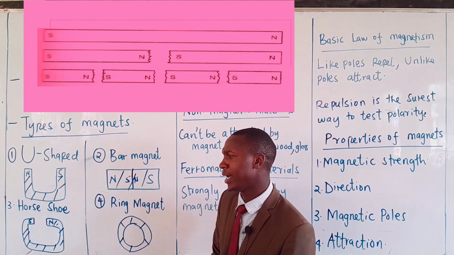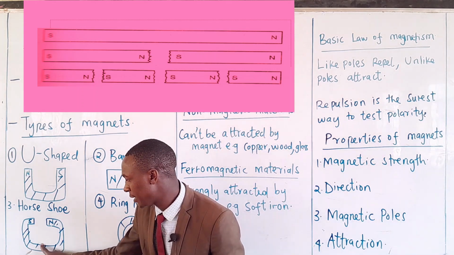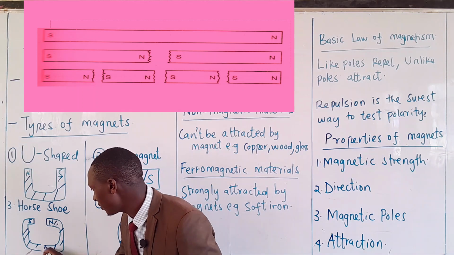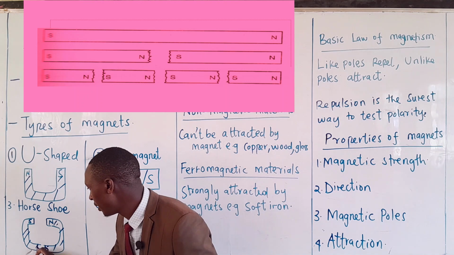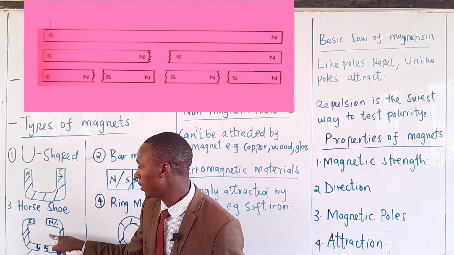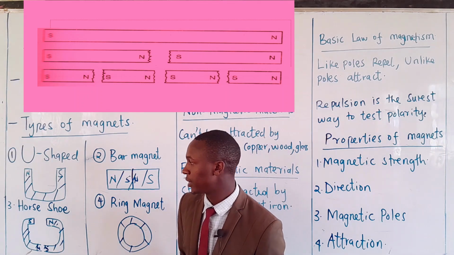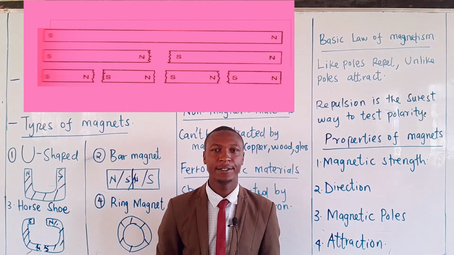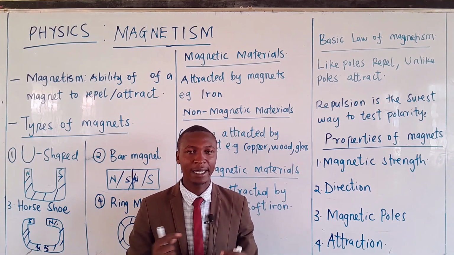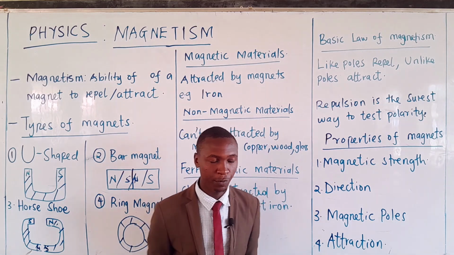Of course, that will happen even if we break this magnet here. We are going to have a south here, and a north here, so that for the two magnets, this is going to be a north, this a south, this a north, and this a south. And that can apply to any magnet that you might have. So that means the polarities lie at the poles, or at the ends of any magnet.